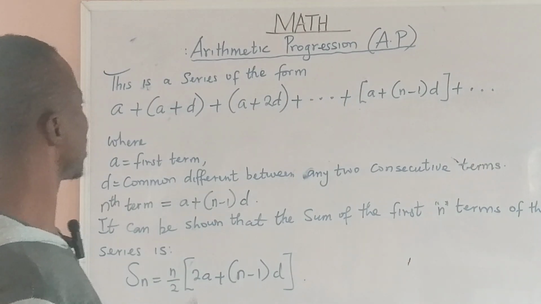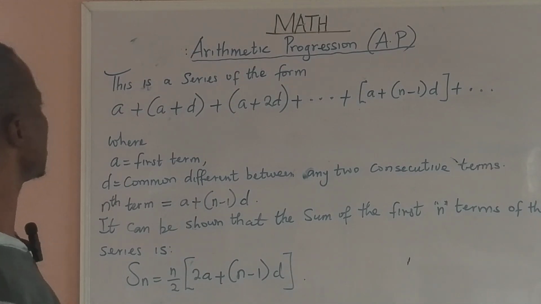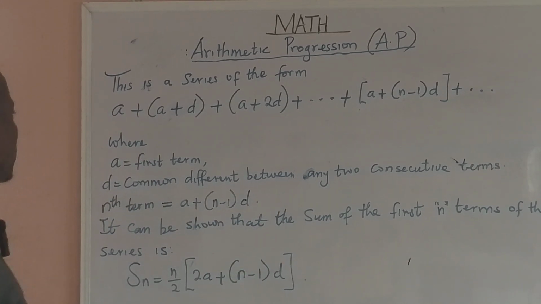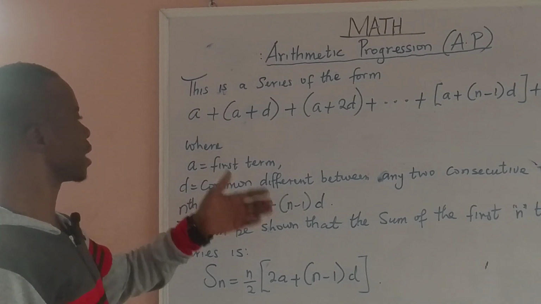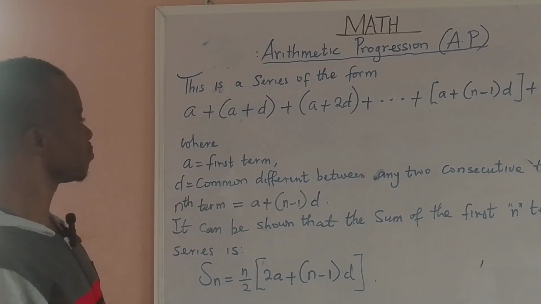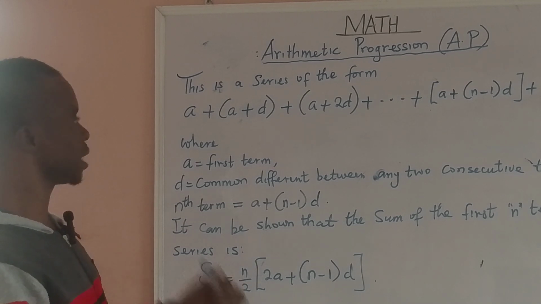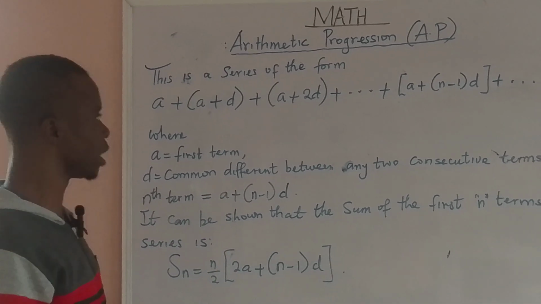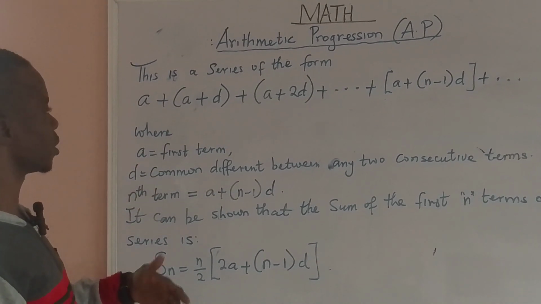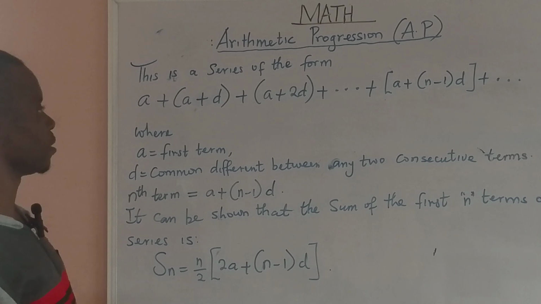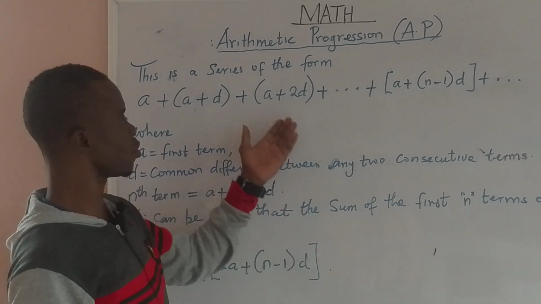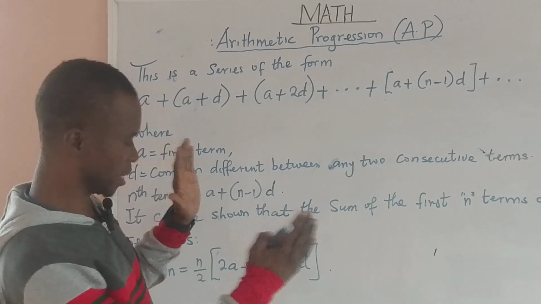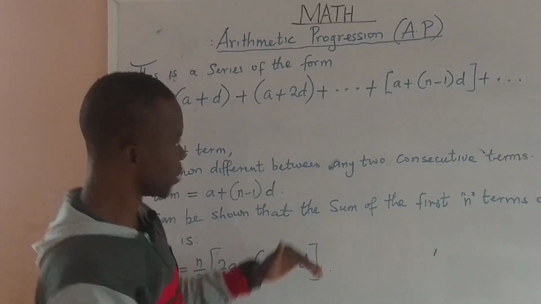So the topic says arithmetic progression, and this is a series of the form: A, plus open bracket A plus D, close the bracket, plus open bracket A plus 2D, close bracket, plus and so on. You can see the D is what is increasing gradually, while the A is constant. The dots mean that we have some particular progression in between before we get to the end.